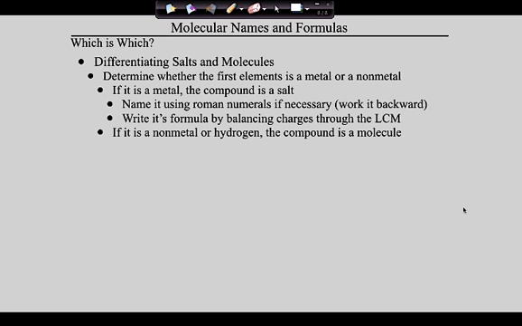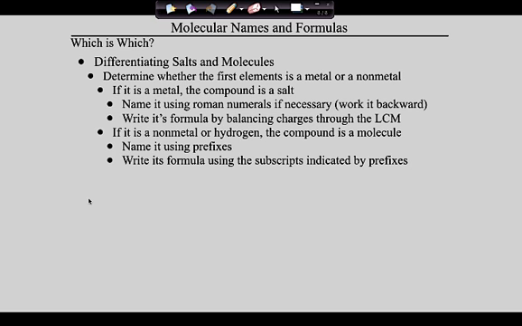But then guys, what if it's a non-metal? Well, if the first element is a non-metal or hydrogen, then this thing will be a molecule, and you just name it using prefixes. That's all there is to it. And then when you write the formulas, we use the subscripts that are indicated by the prefixes.